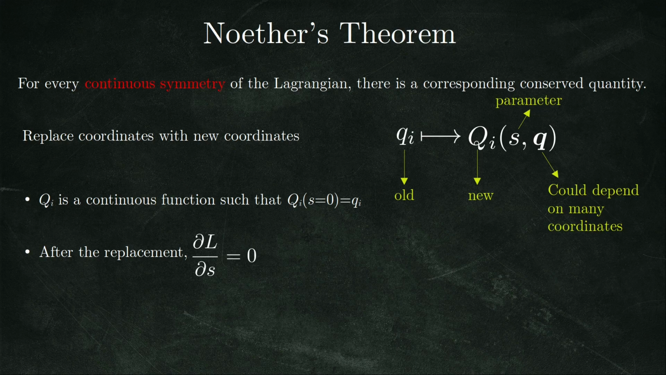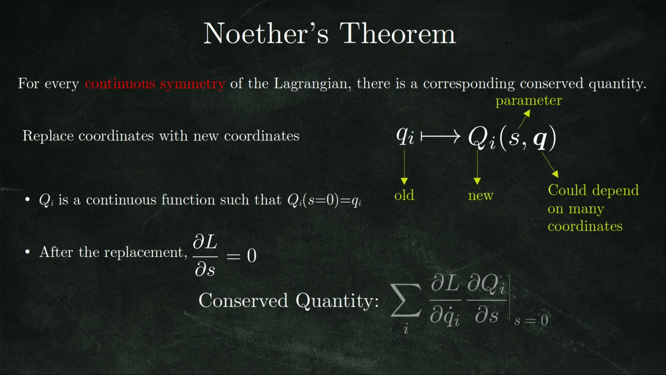And now, if these conditions are met, so if you replace the coordinates with new coordinates in a continuous way, and the derivative of the Lagrangian with respect to this parameter s is 0, then there is a conserved quantity. And the conserved quantity is given by this rather complicated expression here. It looks fairly similar to some of the expressions we've seen before, but it's a bit more general. We could just call it the conserved quantity, but some people call it the Noether charge.